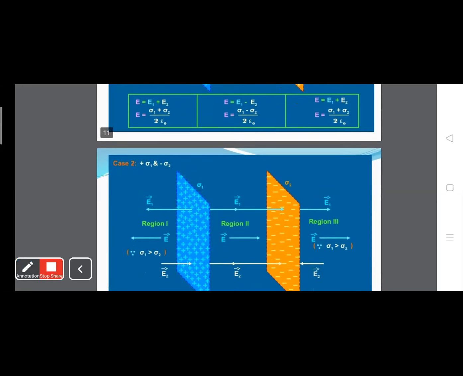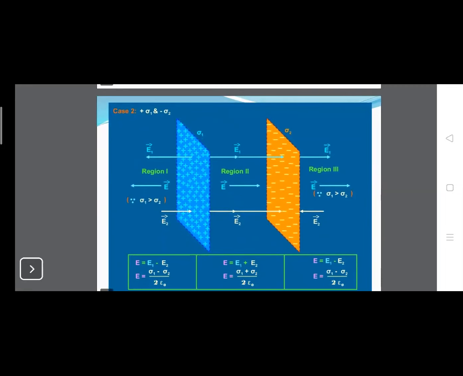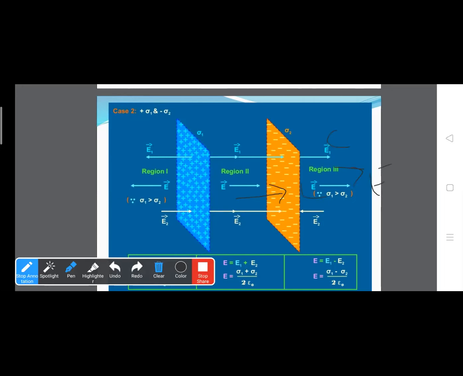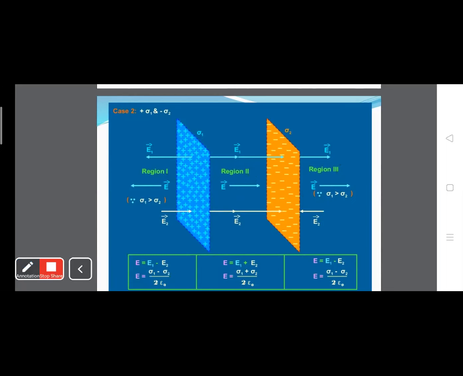And in case second, we have two plates. One plate is positively charged and the other plate is negatively charged, which are kept at some distance from each other. So we have to find the electric field in three regions A, B, and C, as we did in the previous derivation. Okay, we can call this A point, this is B point between the plates, and this is C point. Okay, so for solving this, first draw the electric field lines direction.